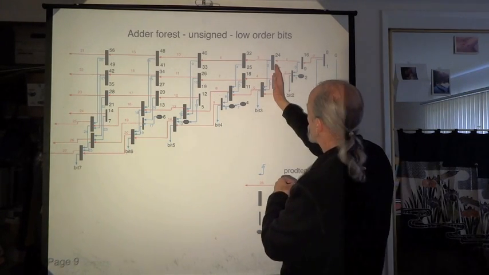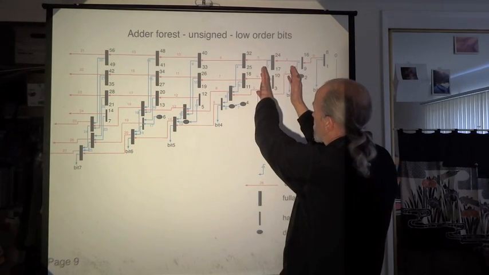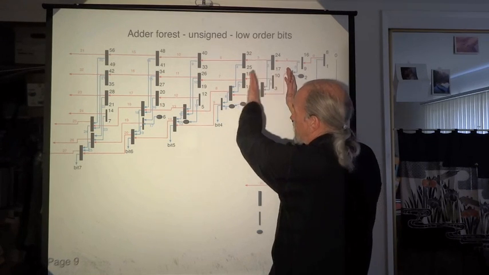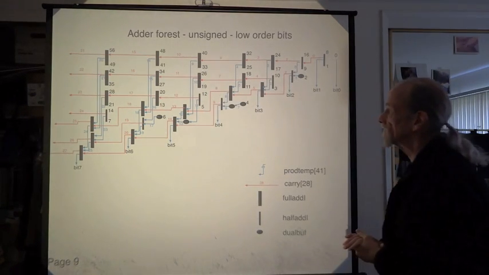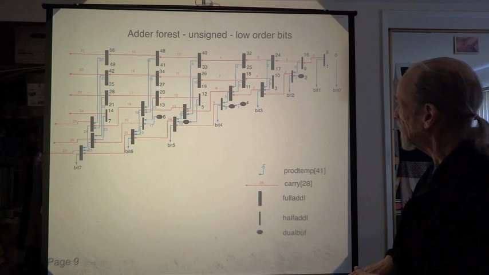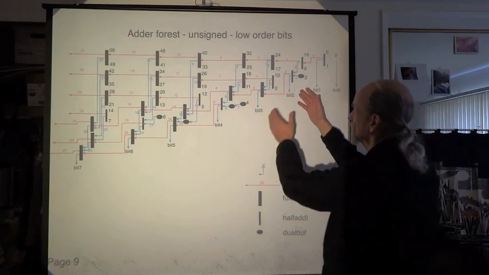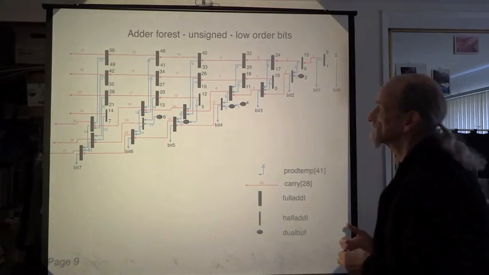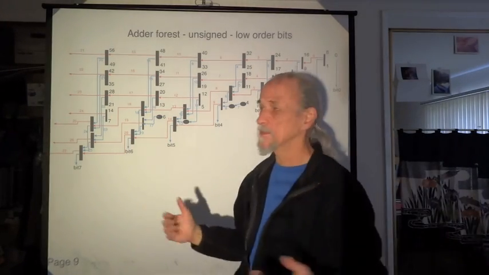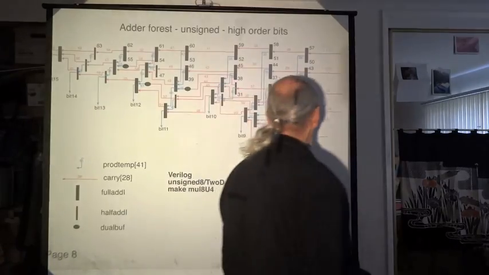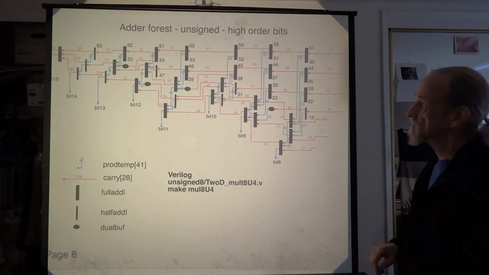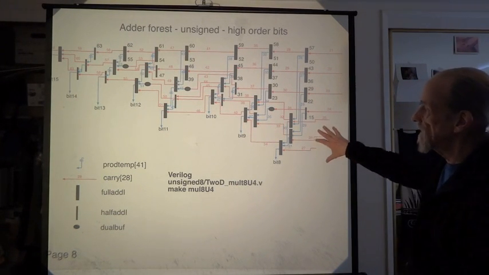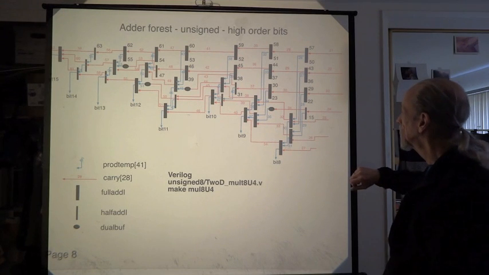So as these trees are flowing up, the carries are flowing through the tree. I call this an adder forest because it's a bunch of trees connected by carries, similar to the trees in the jungle connected by vines. So those are the first 7 bits of the product, and these are the last 8 bits of the product.